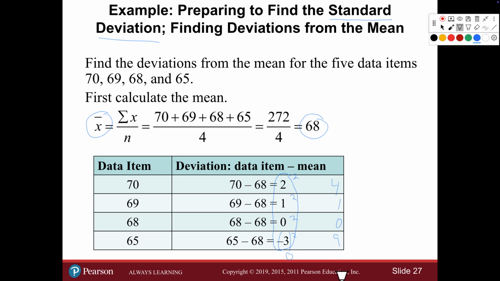Now we can add these together, find an average, and then after we get that average, we're going to take its square root, which unsquares them, and that's what we call the standard deviation. So it's getting sort of an average difference between the middle, the mean, and each data point.